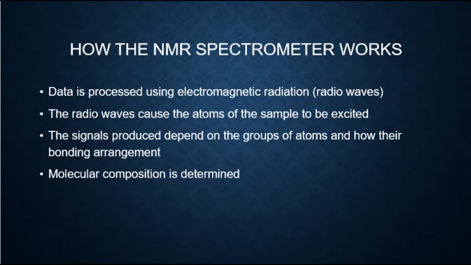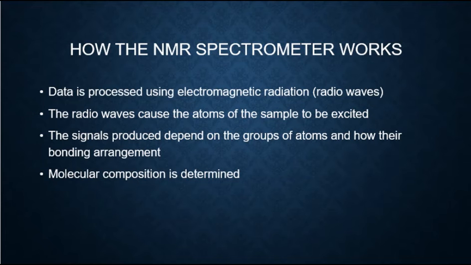The NMR spectrometer is used by these scientists to attain their desired NMR spectral data. The instrument processes its data utilizing electromagnetic radiation such as radio waves. The NMR spectrometer is able to pulse these electromagnetic radio waves at the unknown sample that is under investigation. The radio waves cause the excitation of the atoms present in the sample. These atoms will resonate at specific frequencies and produce a signal on the monitor of the instrument.